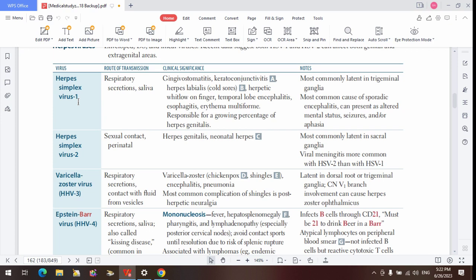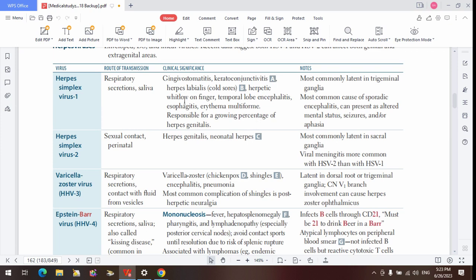Gingival stomatitis. The next one is keratoconjunctivitis. This guy is also one of the causes of inflammation of the conjunctiva as well as the cornea, so they can cause keratoconjunctivitis. We've said one major cause of conjunctivitis is what? Anybody? Which virus did we mention? Adenovirus. Yeah.